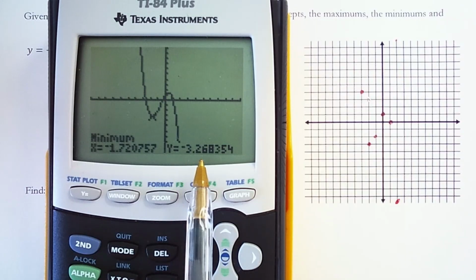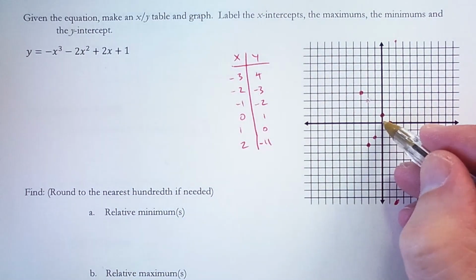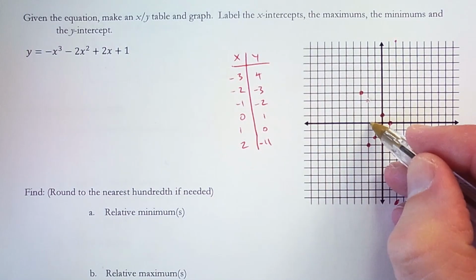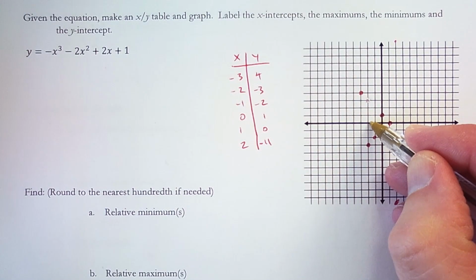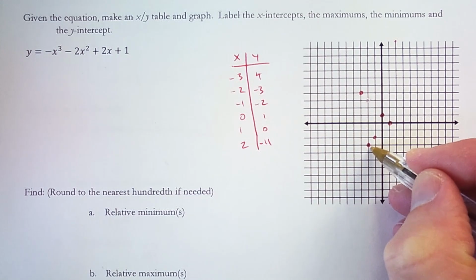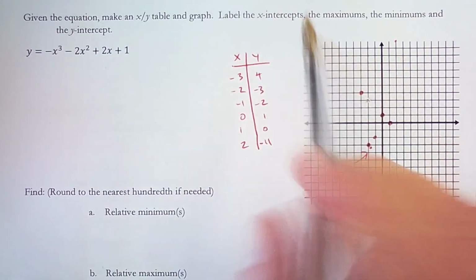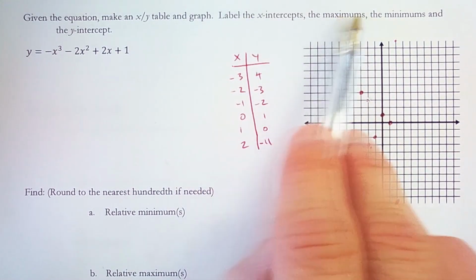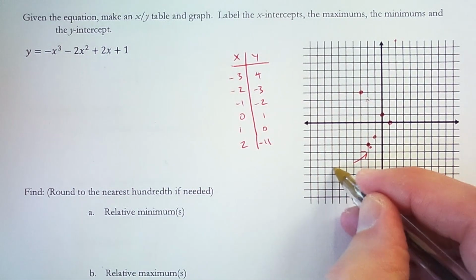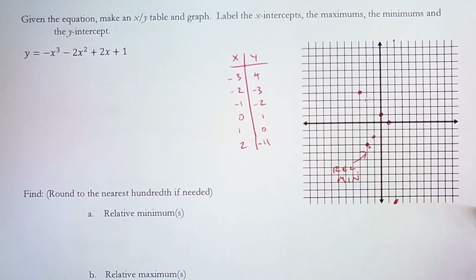-1.72, -3.27. So -1.72, so somewhere around here, -3.27, so right about there. And that I can label, as we're asked. We are asked to label the minimum, so that is a relative minimum.